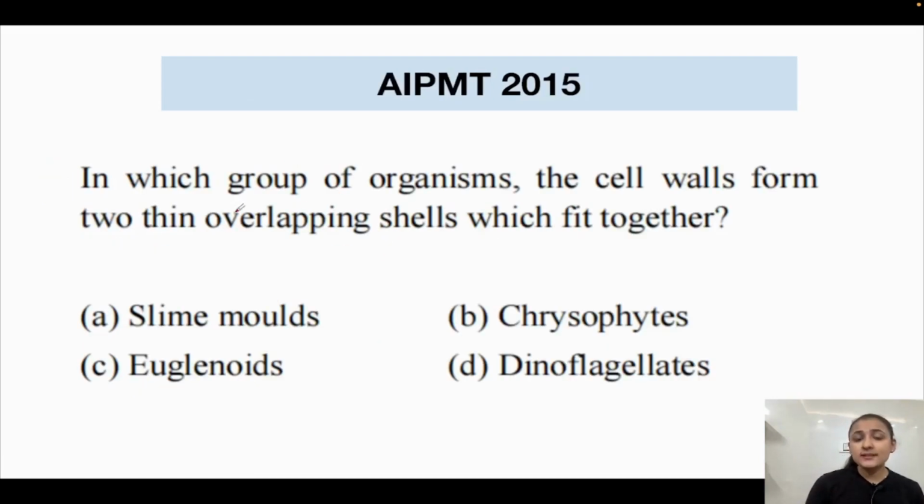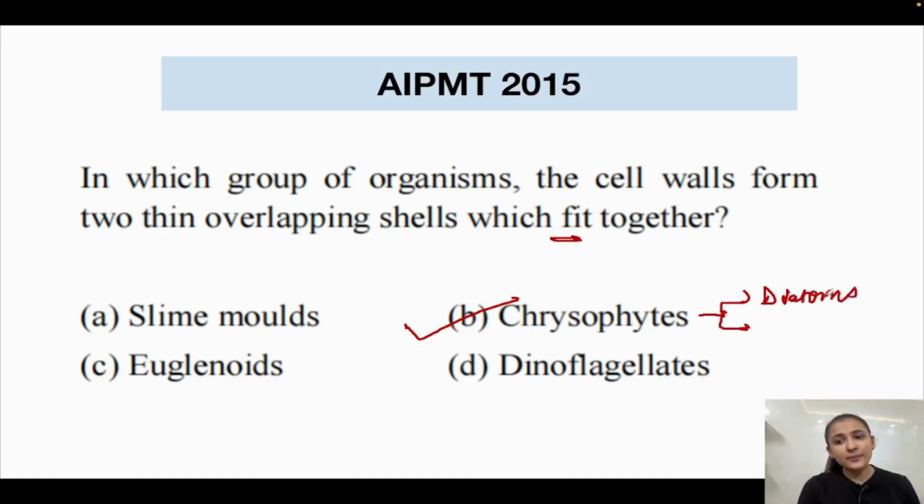Now, last question is, in which group of organisms the cell walls form two thin overlapping shells which fit together? Okay, so the correct answer is Chrysophytes. In Chrysophytes we studied diatoms. Under Chrysophytes we had diatoms and desmids, right? So in diatoms we studied that the cell walls form two thin overlapping shells which fit together as in a soap box. So what is the correct answer? Option number B, Chrysophytes. Options A, C and D are incorrect.